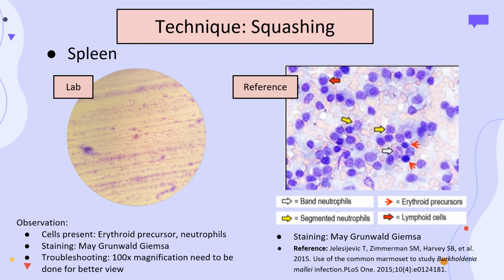Squashing technique was used to observe spleen cytomorphology. By using MGG stain, the presence of erythroid precursors and white blood cells can be seen. Troubleshooting needs to be done, which uses higher 100 times magnification to get a better view of the morphology of cells. As references, morphology shows erythroid precursors, band and segmented neutrophils, and lymphoid cells.